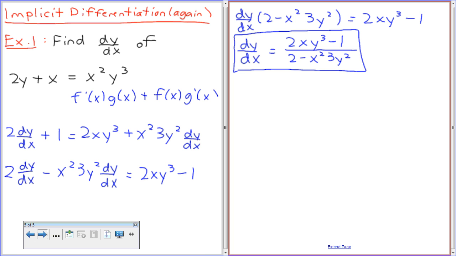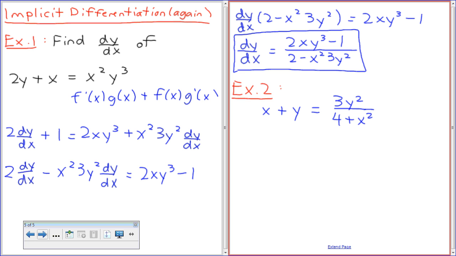I'm going to do one with the quotient rule right now. Example 2. I'm going to say x plus y equals 3y squared over 4 plus x squared. Now I'm going to hit pause in this video.